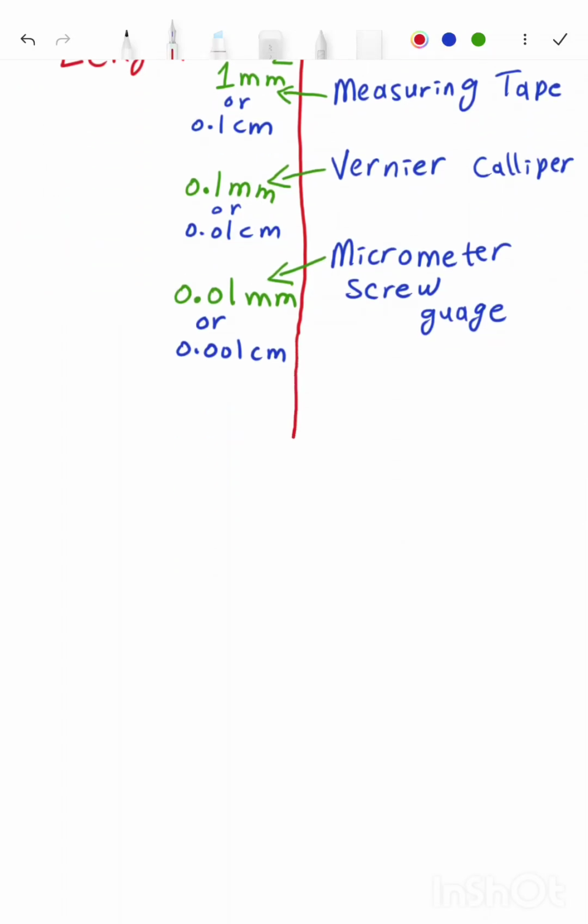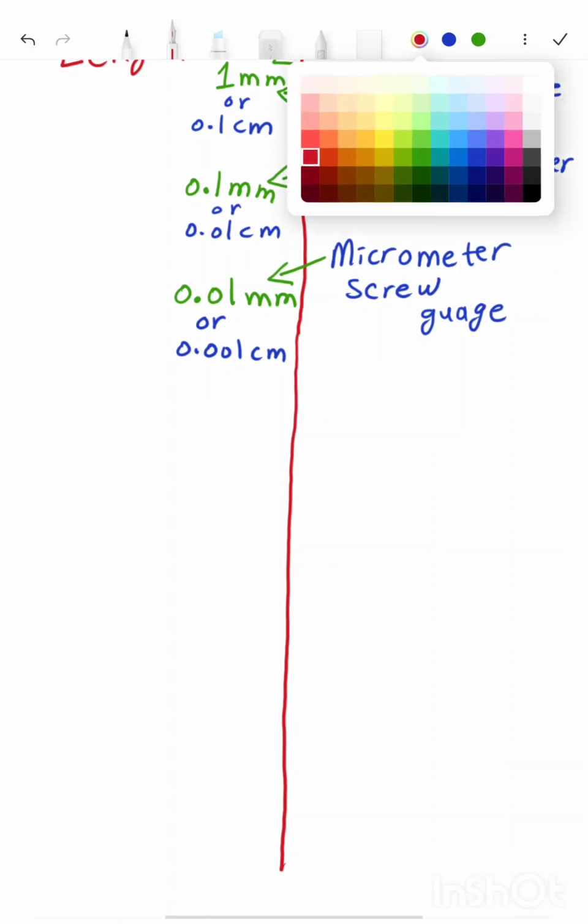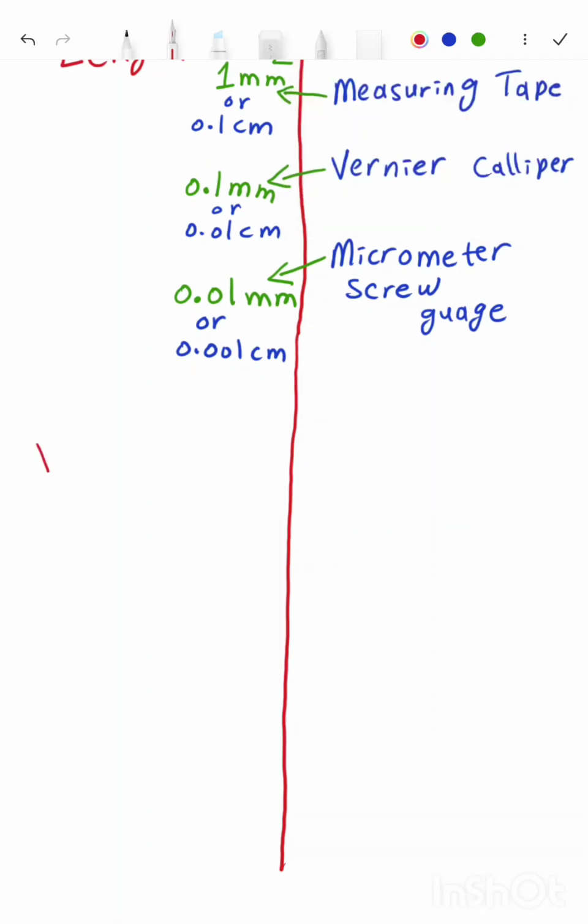Now moving on to the other quantities. The most important of them is the volume. Talking about the volume, the instrument that we usually use to measure the volume of an object is a measuring cylinder, or we can call it a graduated cylinder.